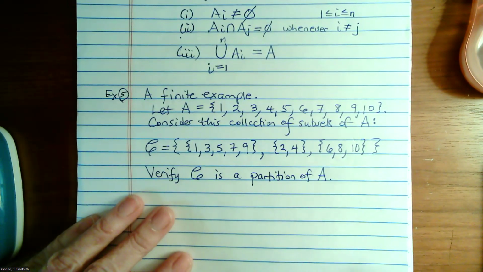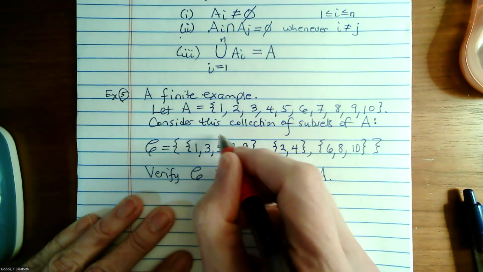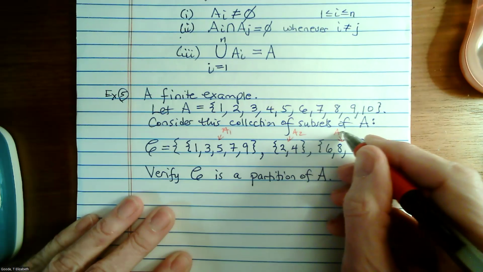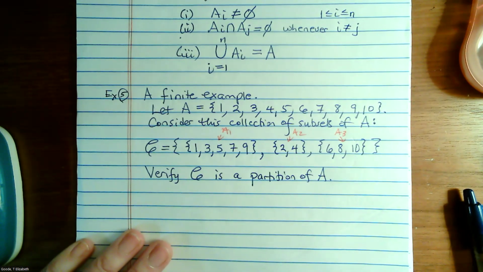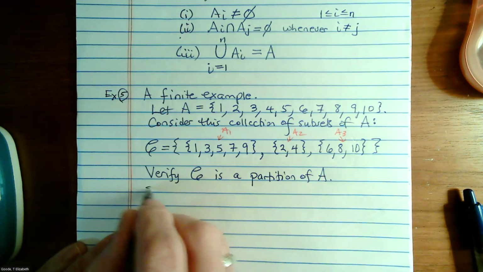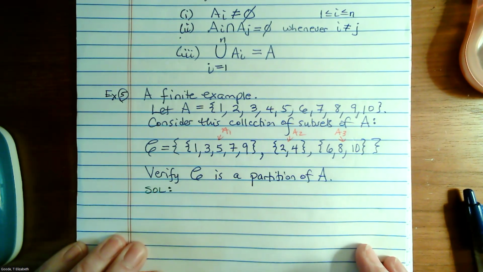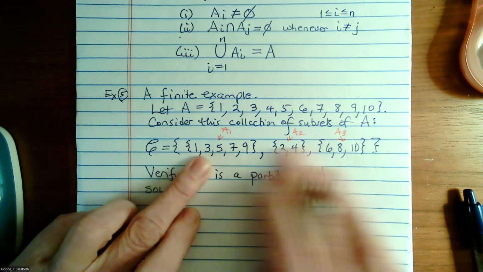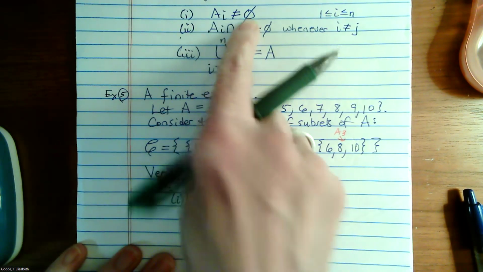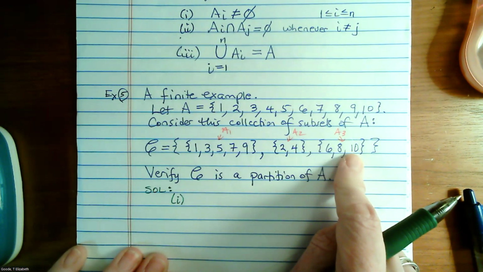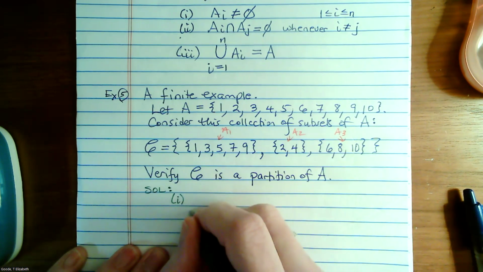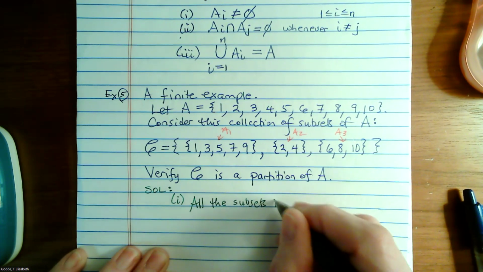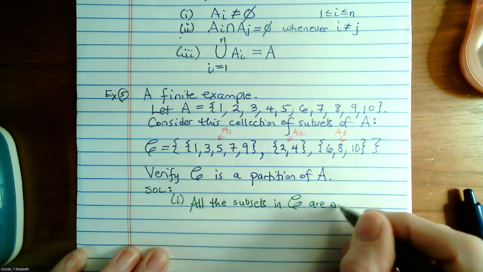If you want, you can think of this set as being A1, this set being A2, and this set as being A3. You can think of it that way if you want to. All right, so one. You can just do that by inspection. We need each of these subsets to be non-empty. They are all non-empty. So all the subsets in C are non-empty. You can just state that.